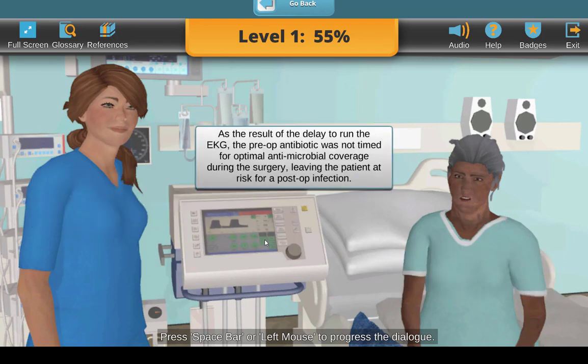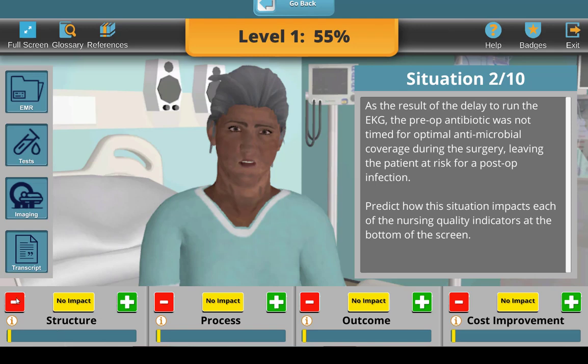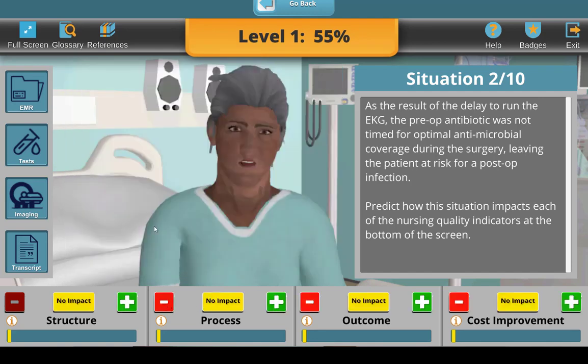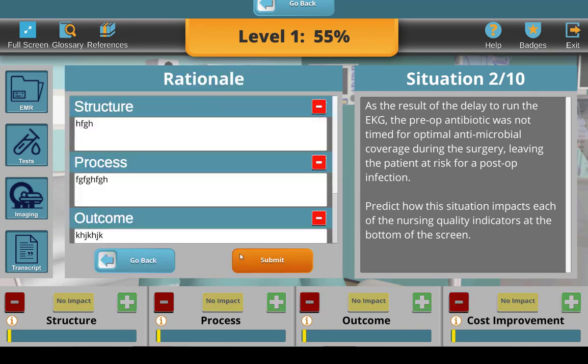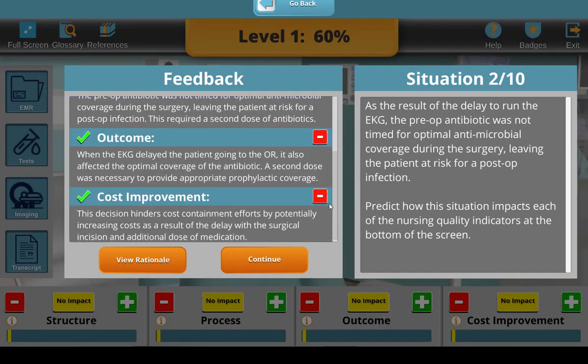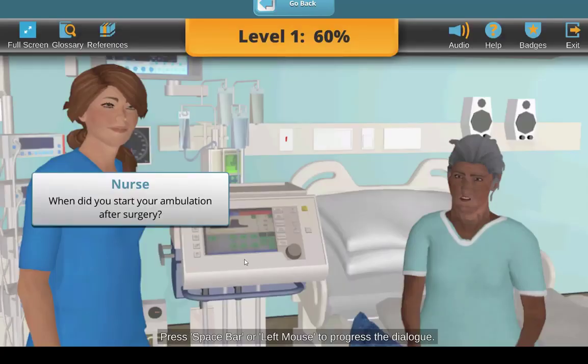Okay, so breaking it down again, very minute component here. As a result of the delay running into the EKG, the pre-op antibiotic was not timed for optimal antimicrobial coverage. Okay, so how does that have an impact? Again, we're going to go through all the same steps that we just did, and we would type in hopefully proper, accurate words, but for the sake of time, I will just type in a few letters here so we can move on. I get a chance to review them before I submit them, and it looks like those did all in fact have a negative impact.